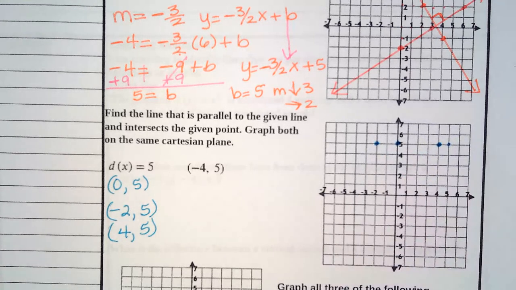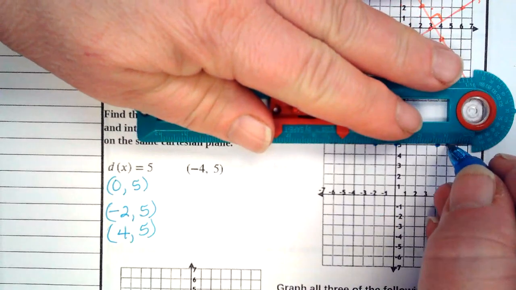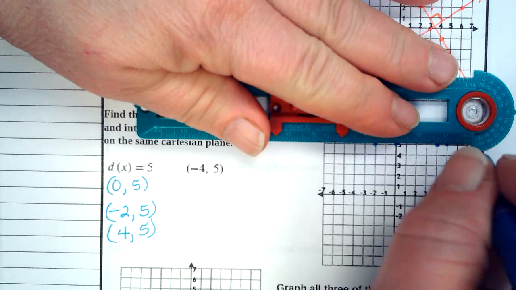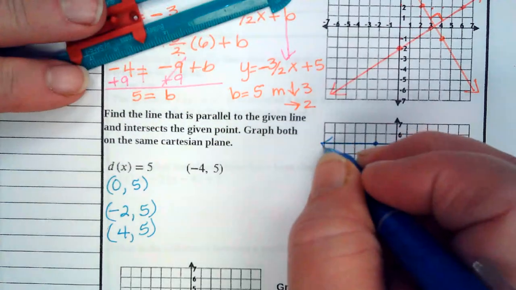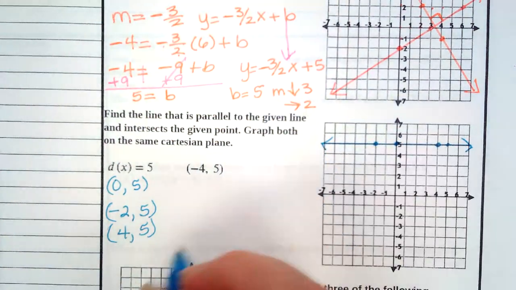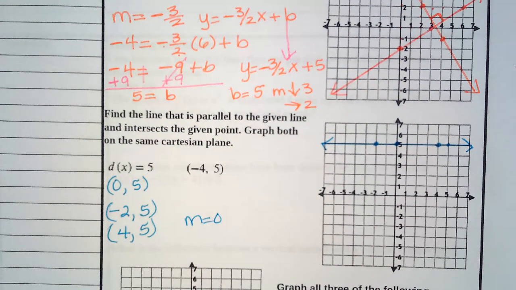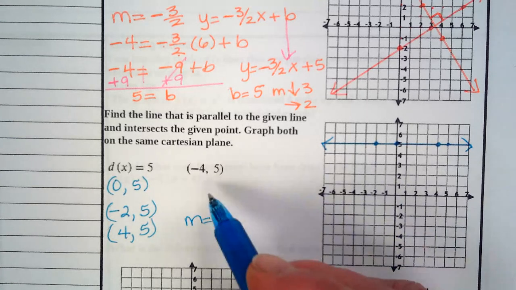It is what kind of a line? It's horizontal. So if it's perfectly horizontal, what is our slope? It's 0. So I've got to have, well, this one isn't going to work out very good because it's the same line.